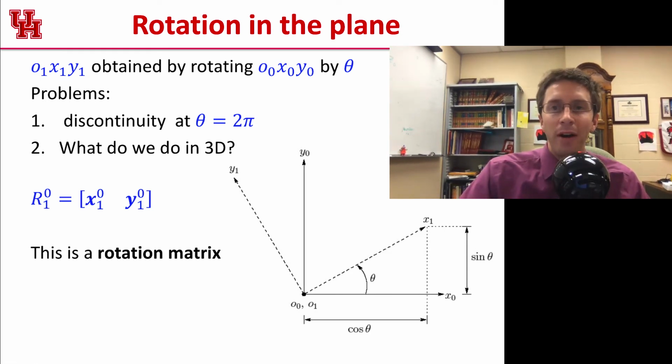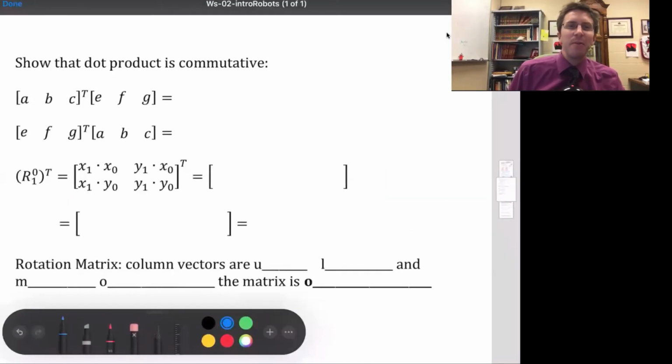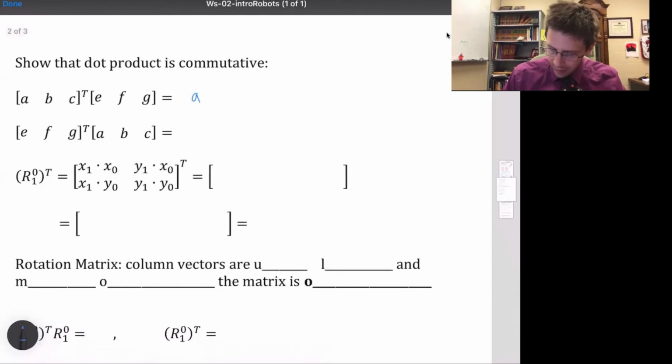And they have wonderful properties. So we want to prove that the dot product is commutative. We just show that this gives you AE plus BF plus CG. And for the dot product of these two 3x1 vectors, I get EA plus FB plus GC. And you'll notice that all I'm doing is swapping these, and since multiplication is commutative, these are equivalent.